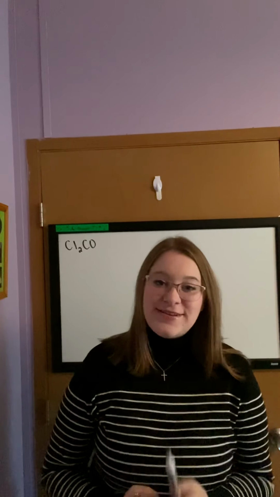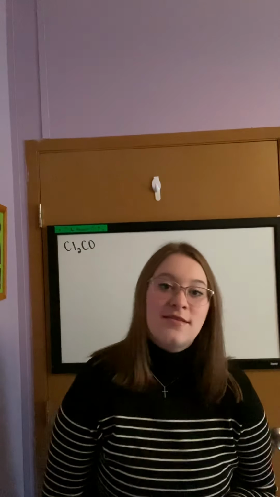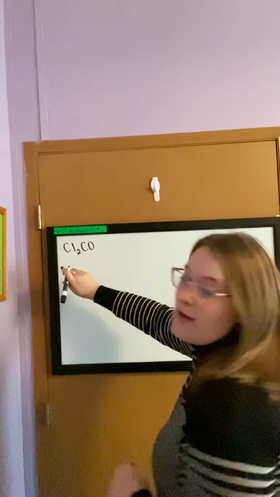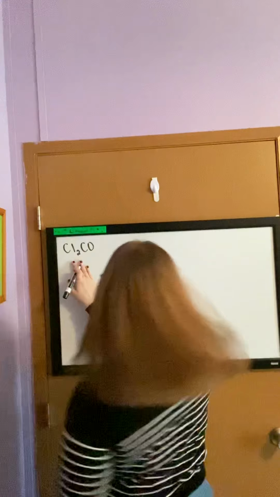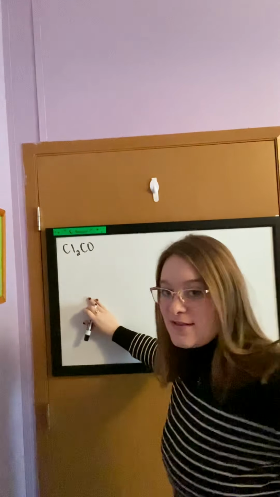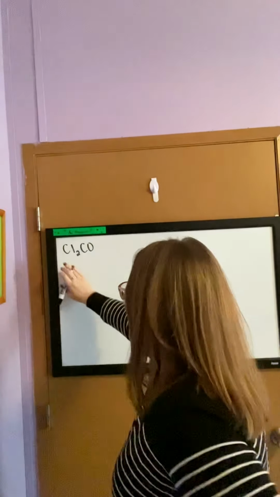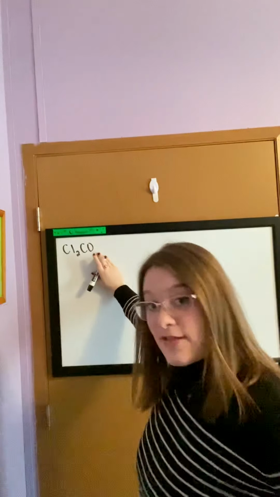Today I'm going to be teaching you about Lewis structures and molecular geometries. So first we're going to start with carbonyl dichloride. In order to start, we are going to count our valence electrons. And in order to do this, we are going to look at each element and their valence electrons.